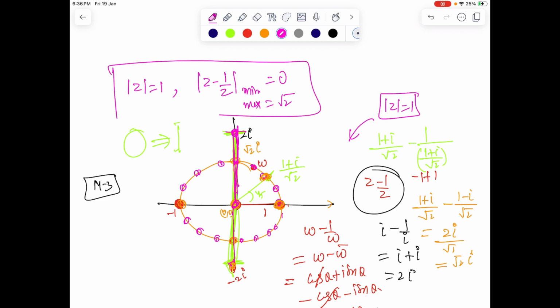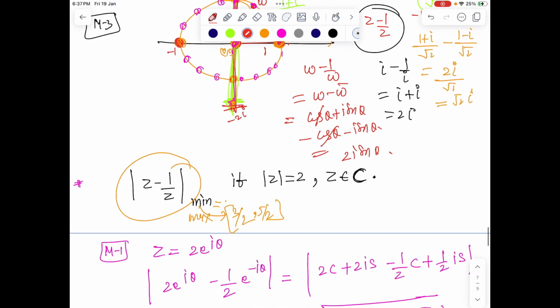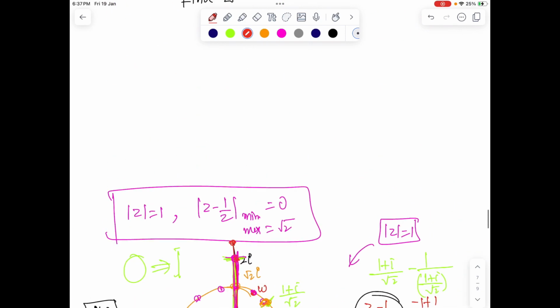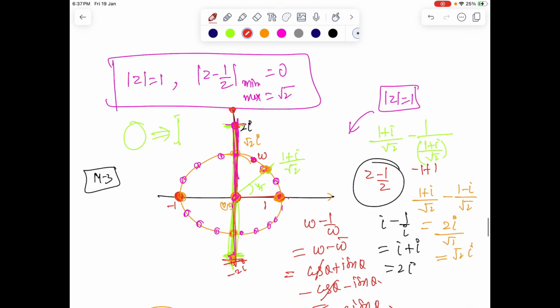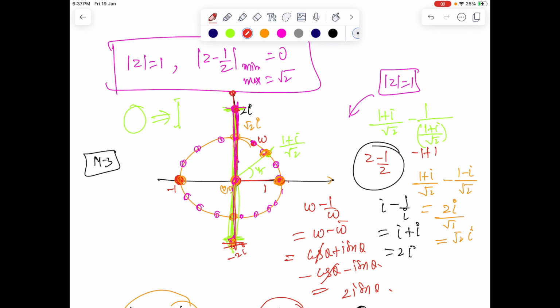But the question was mod z equal to 2. You can repeat the same logic and see how it sends the circle to another straight line, with values like 3 by 2 and something else. Clear? I have not done the question for mod z equals 2 here, rather I have done it for mod z equal to 1. So I want you to solve it for mod z equal to 2.